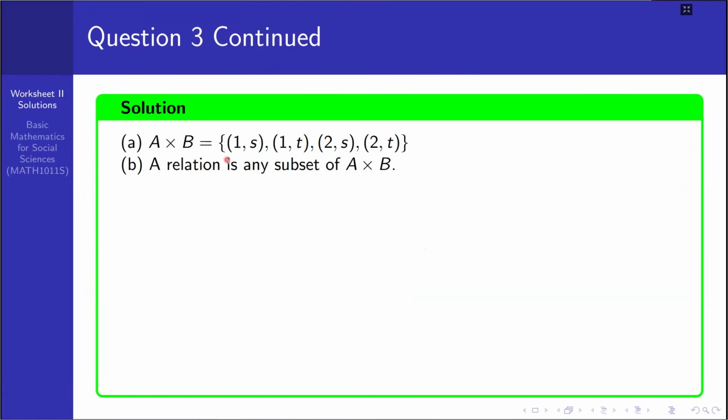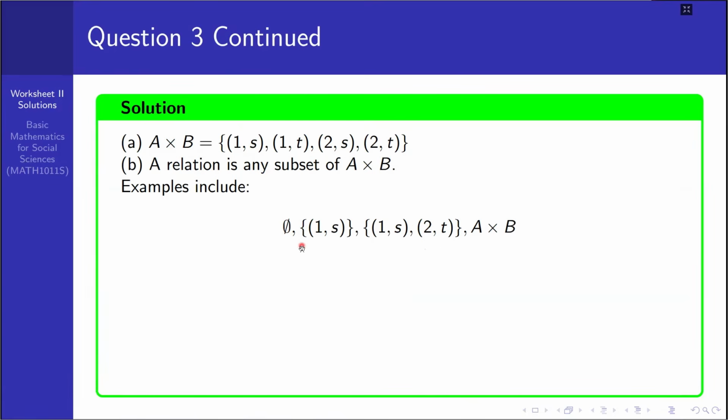For example, we know that the empty set is a subset of any set. So one of them could be the empty set. Then a relation containing only 1 and S, or 1 and T, or 2 and S, either of these, or the combination of 2, or the combination of 3, or the set A cross B itself, could be a relation defined from A into B. So we can have this example, simply the empty set.